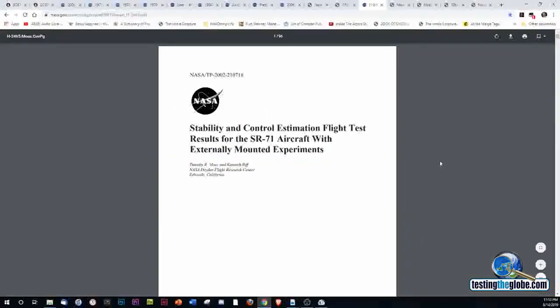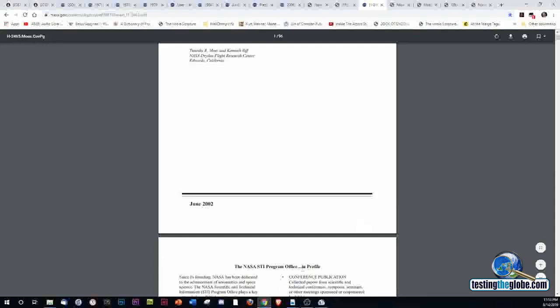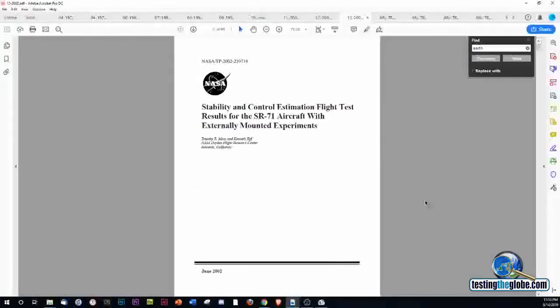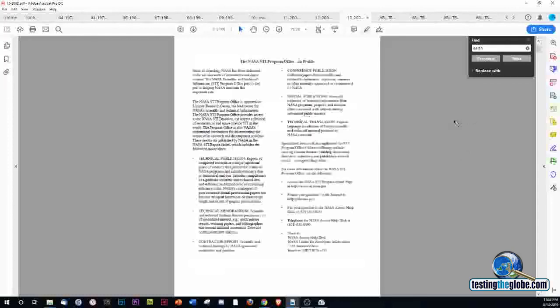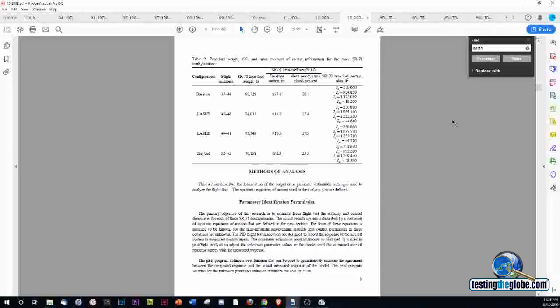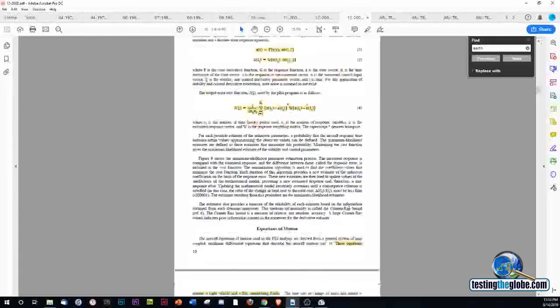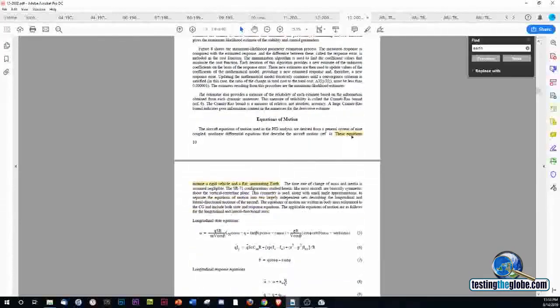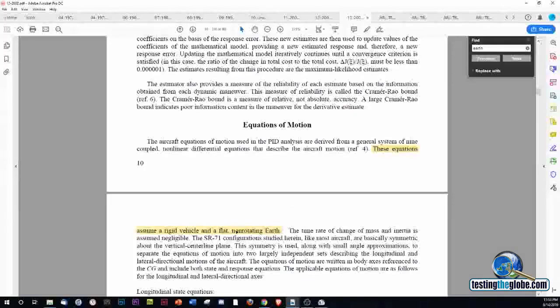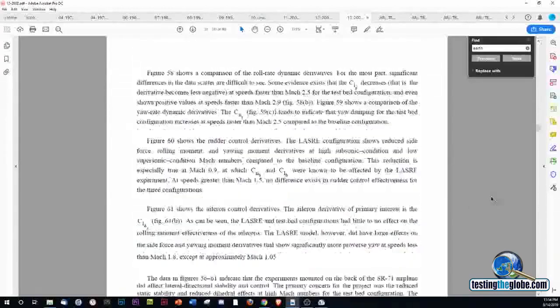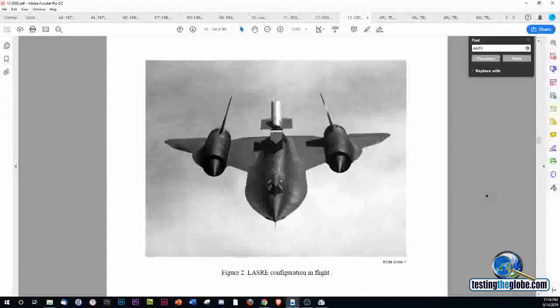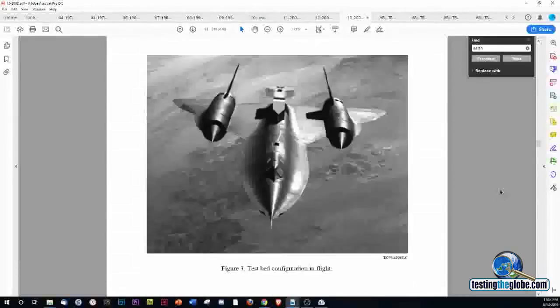Back to NASA. NASA.gov. June 2002. Stability and control estimation flight test results for the SR-71 aircraft with externally mounted experiments. So we're back to checking out some things on the SR-71. And we get to page 9. Methods of analysis, parameter identification formula. Go through some formulas right here. And it says equations of motion. We come back to that once again. These equations assume a rigid vehicle and a flat, non-rotating Earth. For the SR-71 with external hardware attached.